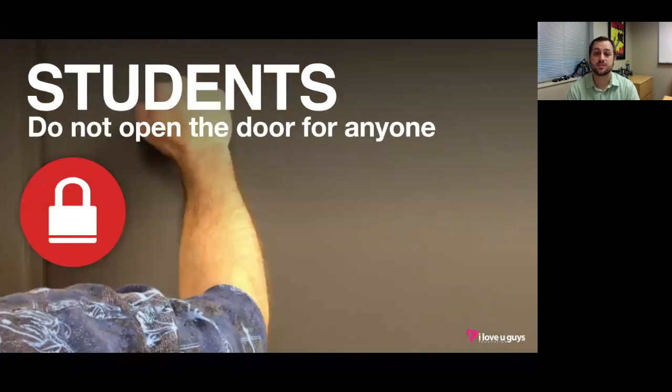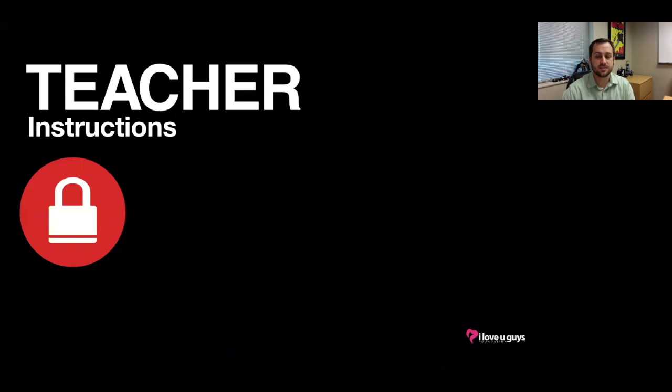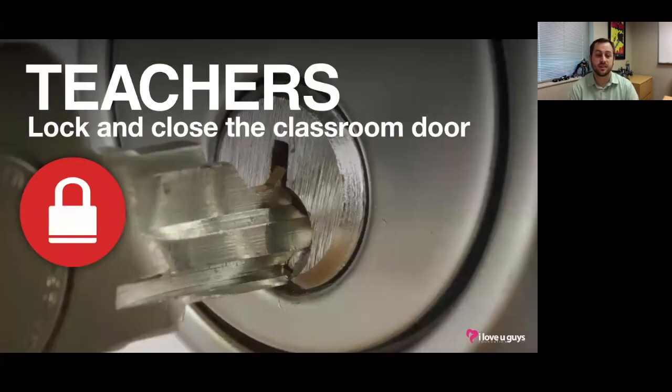We want to make sure that our students and our teachers do not open the door for anyone. Our staff and security team members will make sure that all of the doors are locked. And if someone needs to get inside of the room that is supposed to be inside of the room, they will have a key to unlock that classroom. So we know when a lockdown is over when a staff or security team member walks through the door using a key to unlock that door. Teachers are to make sure that all of their doors are closed and locked.